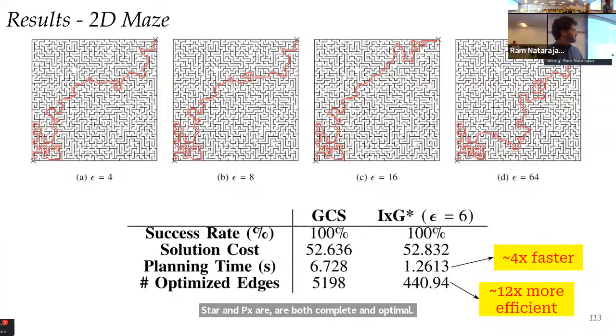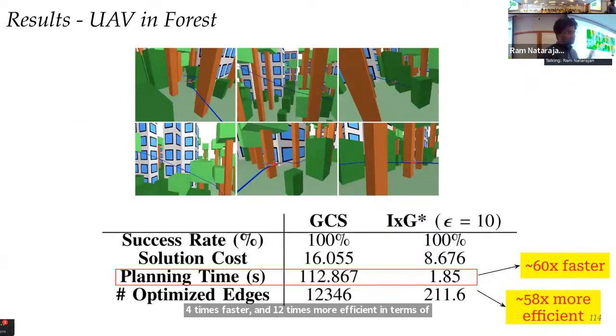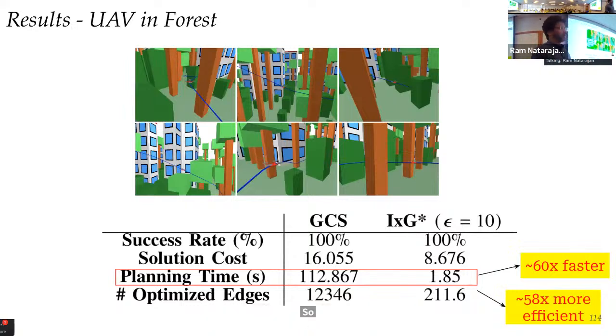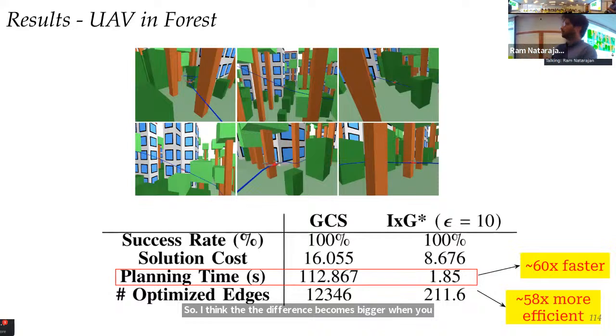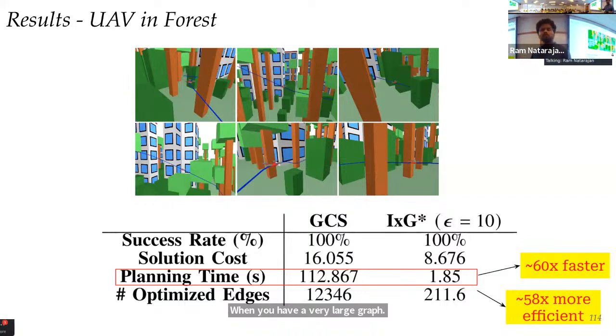We tested in the same setup where GCS opt was previously tested, and we see that we're able to find solutions for different suboptimality factors, and it is 4 times faster and 12 times more efficient in terms of the number of edges that have to be optimized. The difference becomes bigger when you go to a larger environment. That's when things start to really be favorable, because when you have a very large graph, GCS opt is still trying to solve the same size problem all the time. Instead, when you use IXG star, you're only incrementally optimizing a part of the whole planning space.